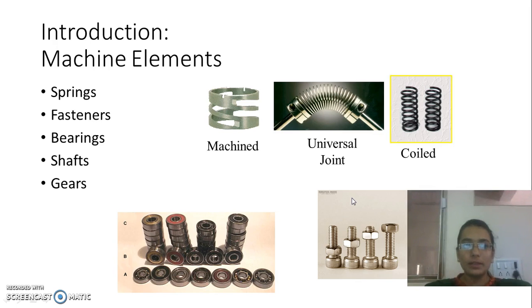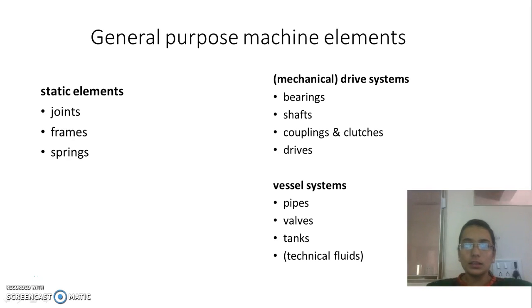The introduction of the machine element. First of all, the spring, fastener, bearing, shaft, and gear are all the basic elements of mechanical machine design. So this is the machine with universal joint, coil, bearing, and the fasteners. The general purpose of the machine design covers the static elements, the mechanical drive system, and the vessel system. All three work in different parts. In the static, we are considering the joint, frame, and the spring.